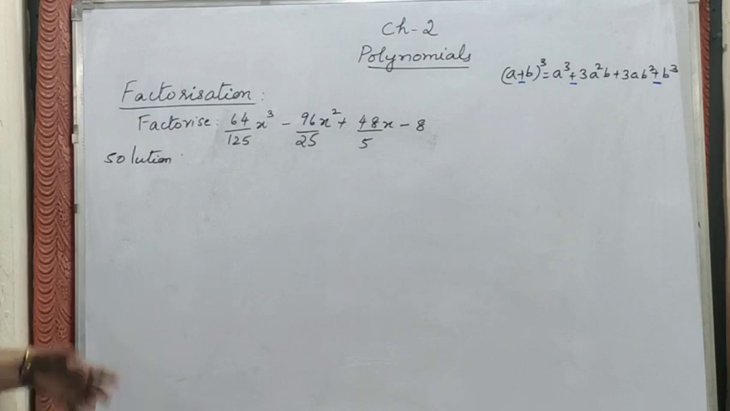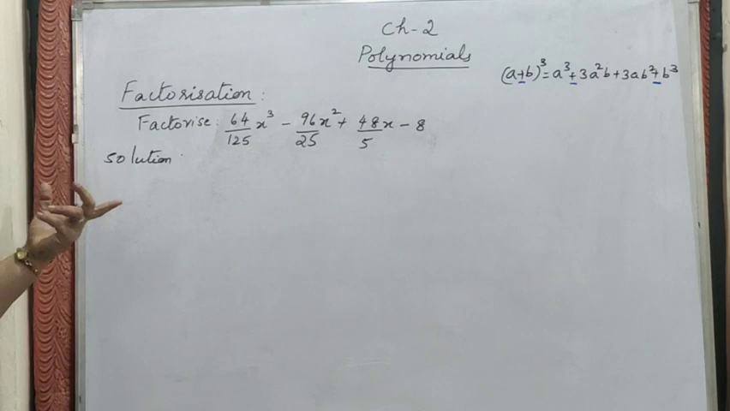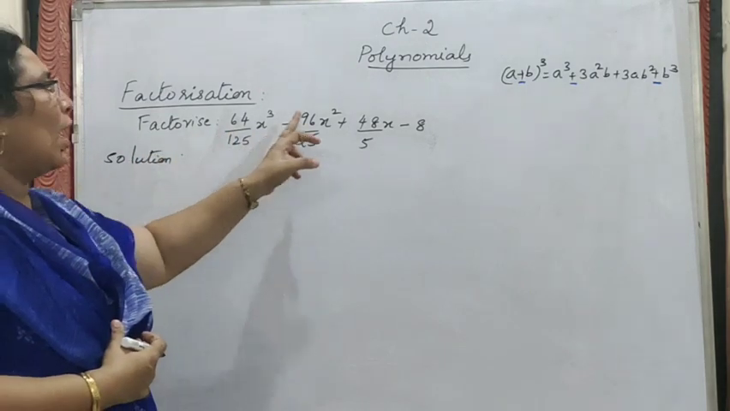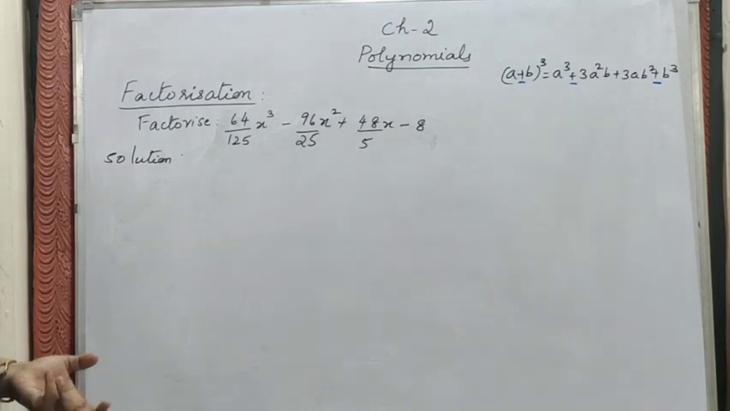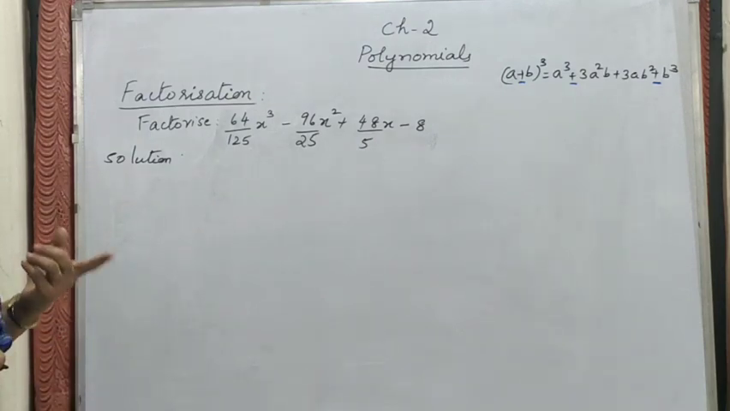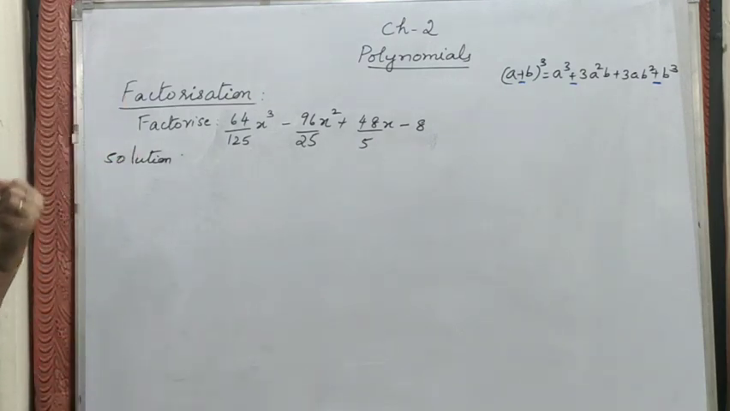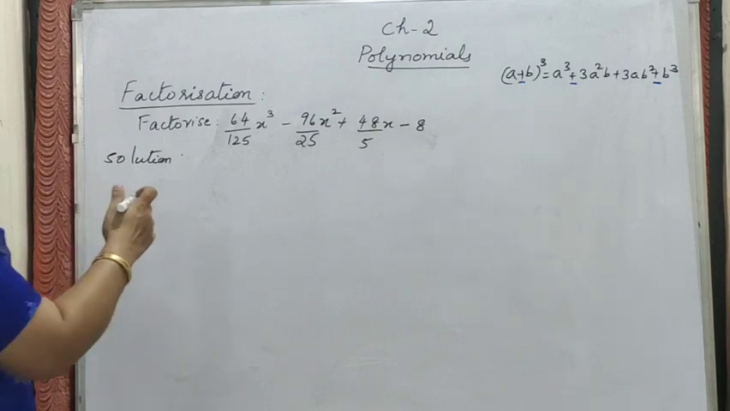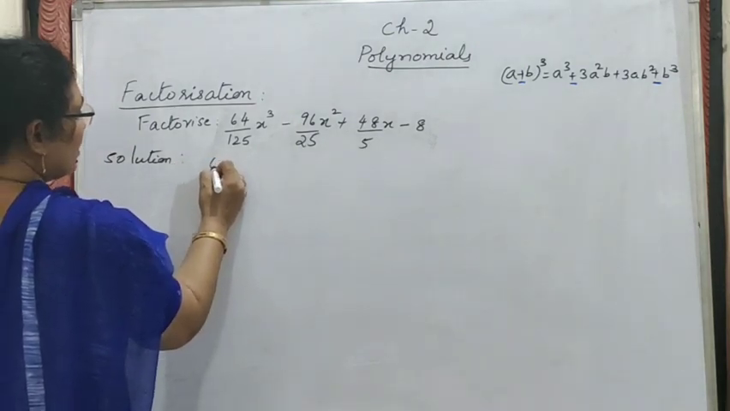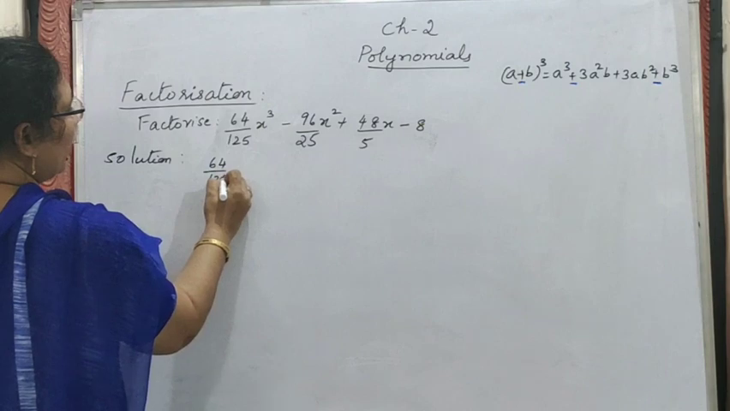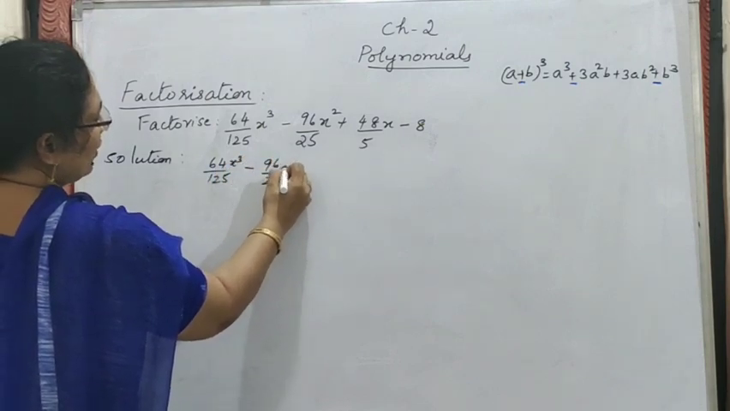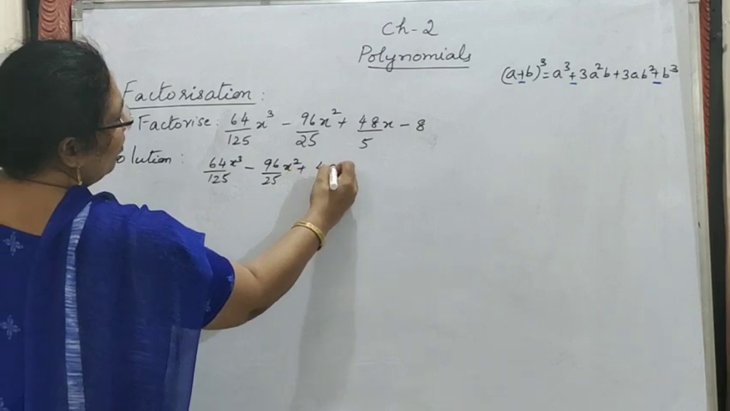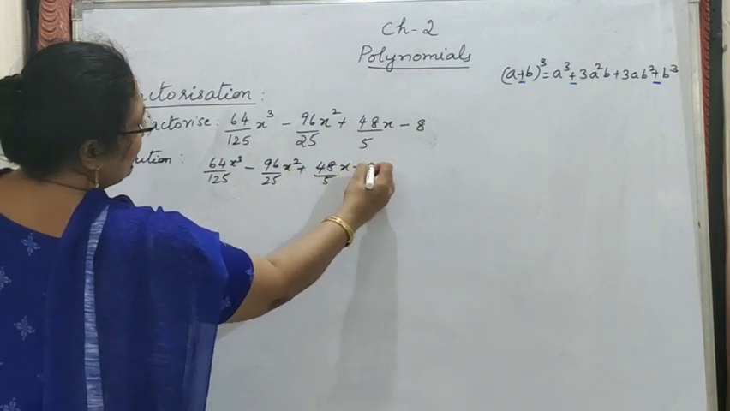Next question: factorize 64 by 125x cube minus 96x square by 25 plus 48x by 5 minus 8. Already they are arranged in order, because a cube is here and 8, you know, can be expressed in the form of a cube only. So there is no need of rearranging the terms. We'll go for the direct expansion only. So first I'll take down the question: 64 by 125x cube minus 96 by 25x square plus 48 by 5x minus 8.